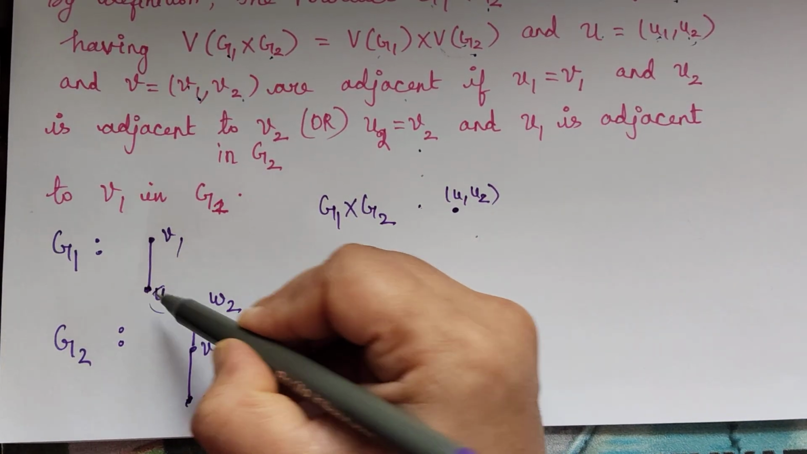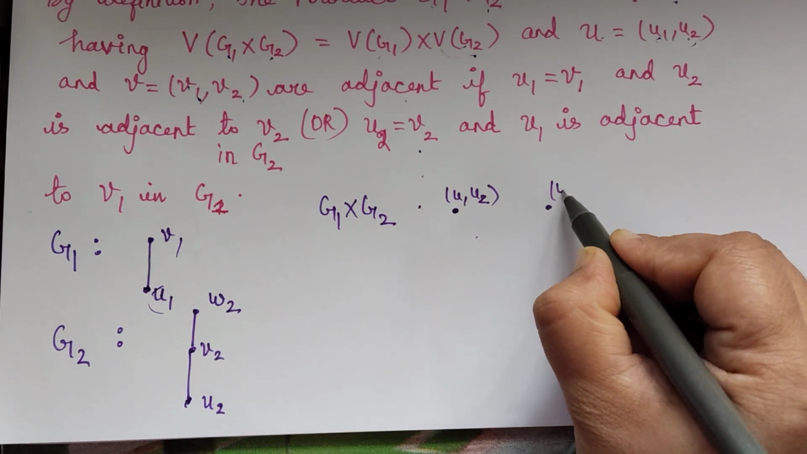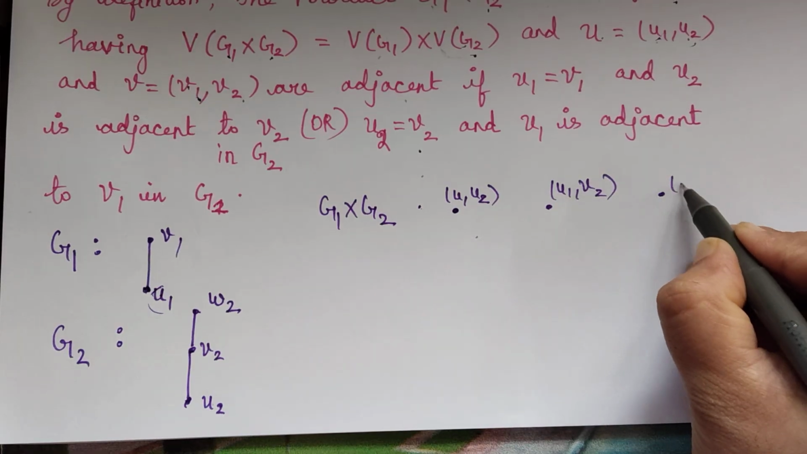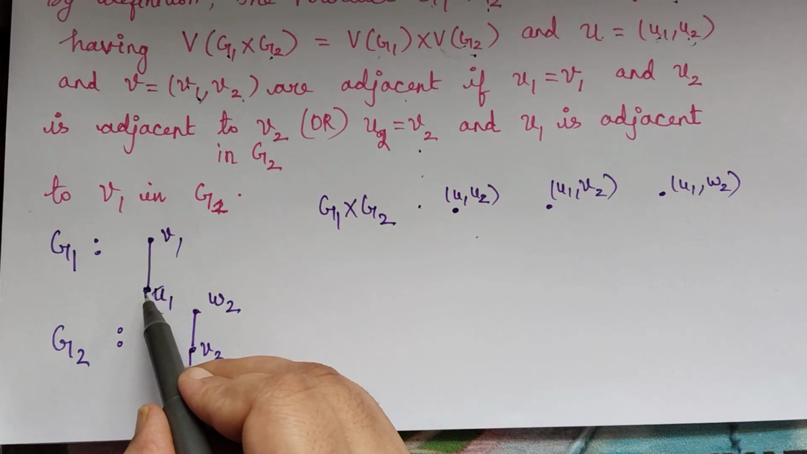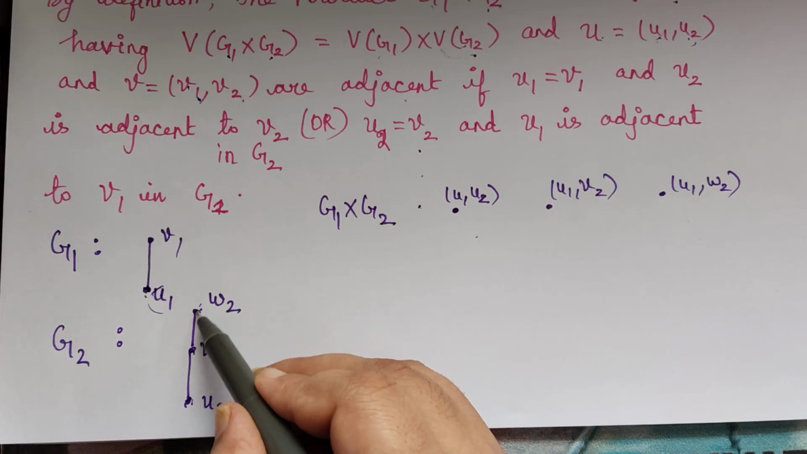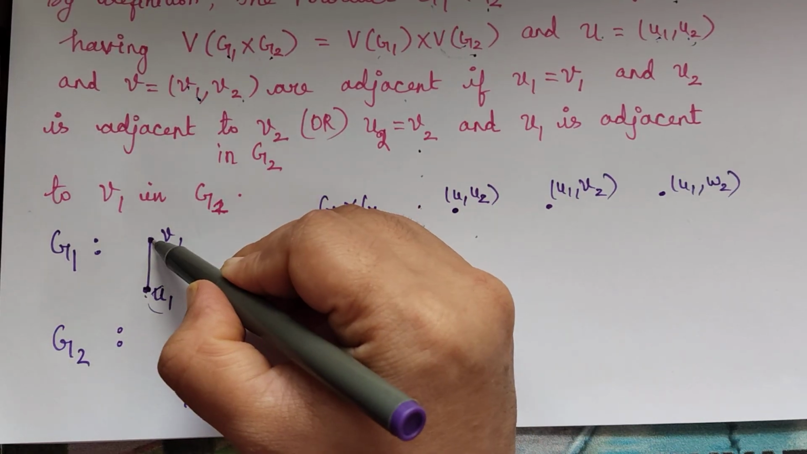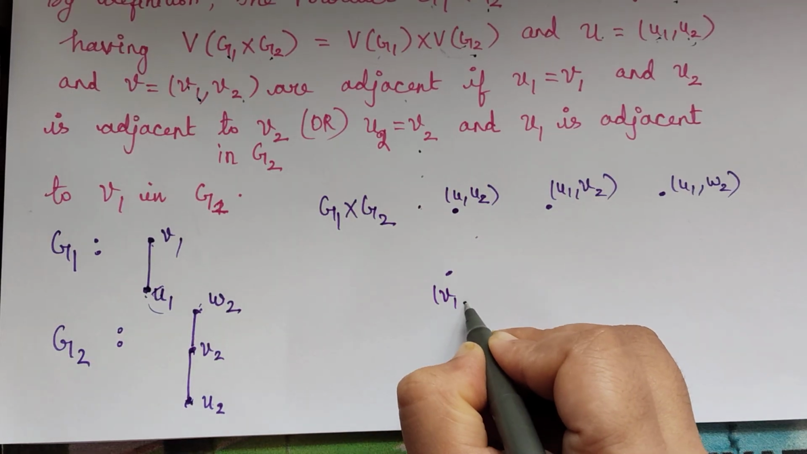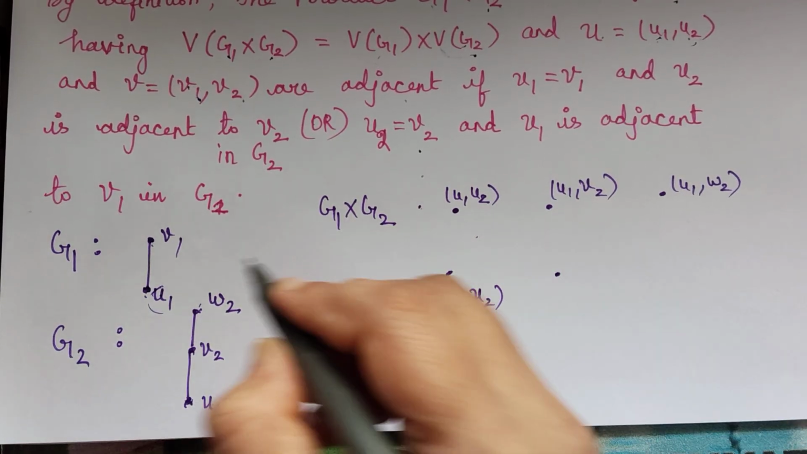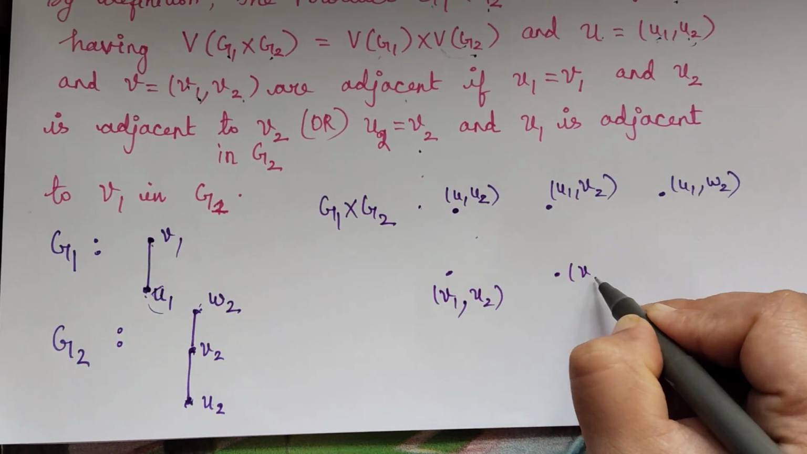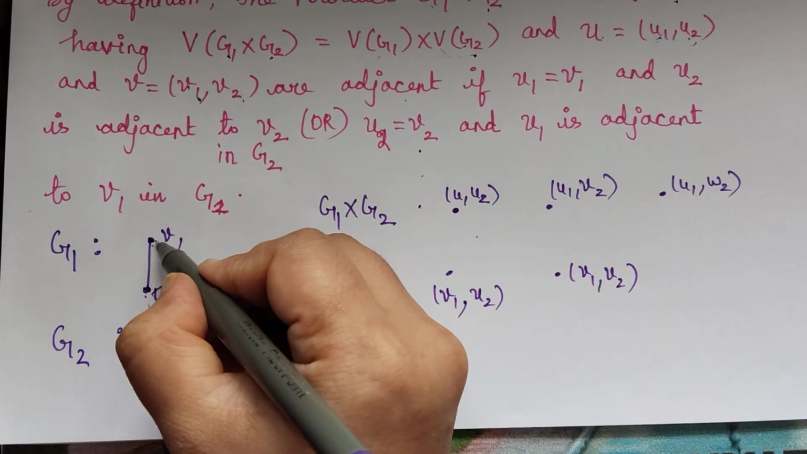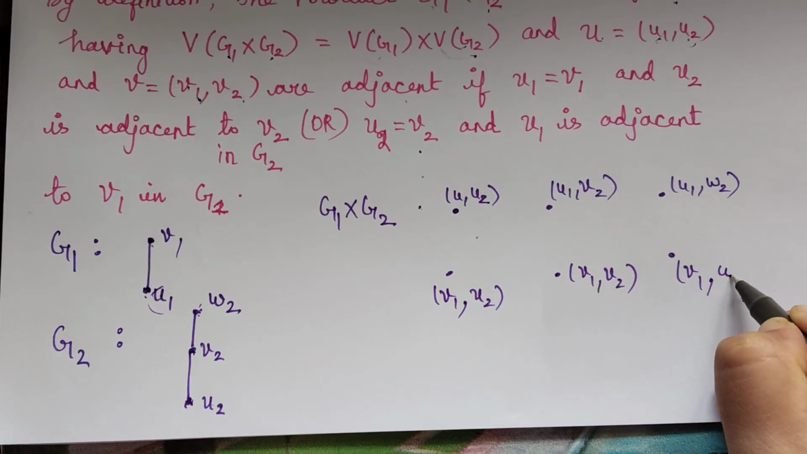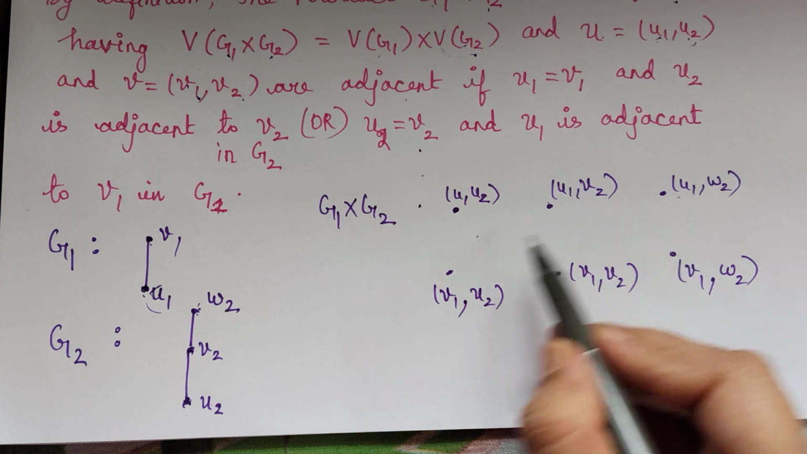Next ordered pair is u1 v2, so that also you have to plot. The next ordered pair is u1 w2. So the ordered pairs of this vertex with all these three vertices are done. Next you take the vertex v1 and write the ordered pairs: v1 comma u2, v1 comma v2, and v1 comma w2. So now we have taken all the points.